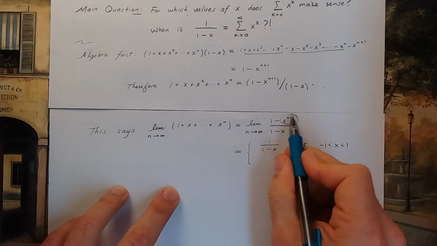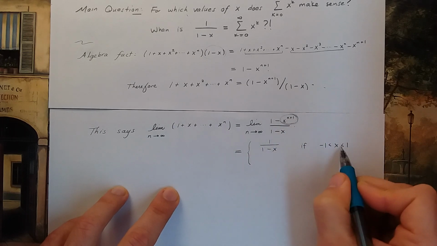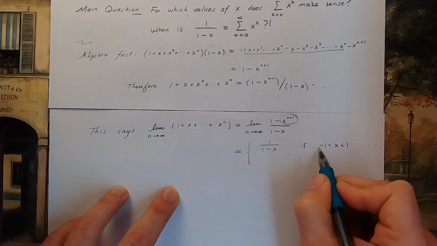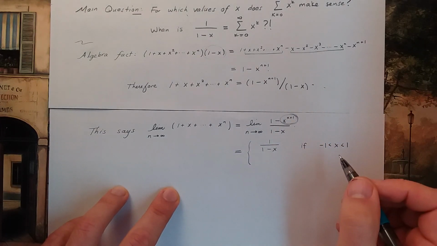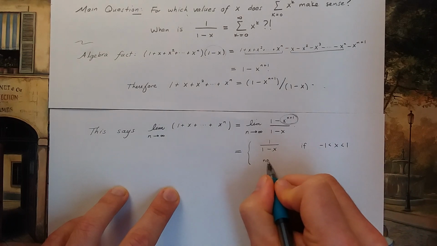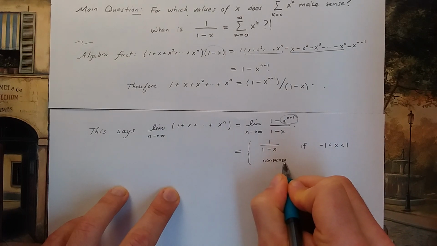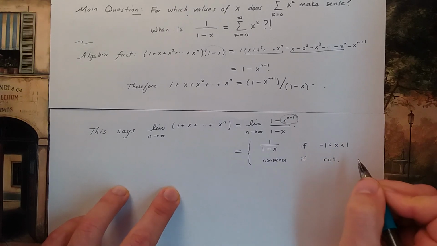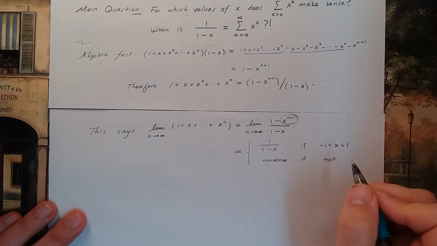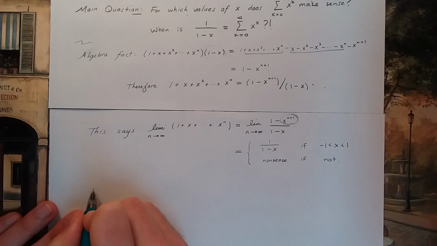If x is bigger than 1 or less than negative 1, these terms won't go to 0. They'll get bigger and bigger or flip-flop between negative and positive terms. I'm just going to put this as nonsense if not. So we've reached somewhat of a conclusion. Let me write this down because this is kind of a nice result. So here's the conclusion.